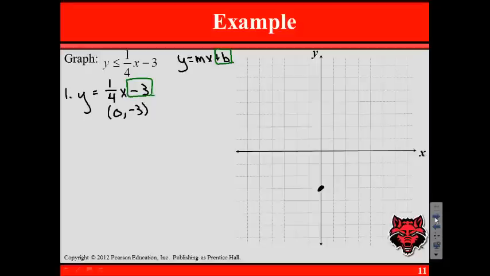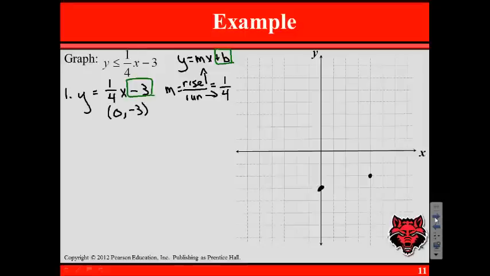Then we use the fact that slope is rise over run to find the second point. So here our slope is 1/4, because 1/4 takes the place of m. Our rise, or our vertical value, is 1. Our run, or our horizontal value, is 4. So starting at the y-intercept, we count 1 unit vertically, 4 units horizontally. We put a second point. And once we have those 2 points, we're ready to draw the boundary line.